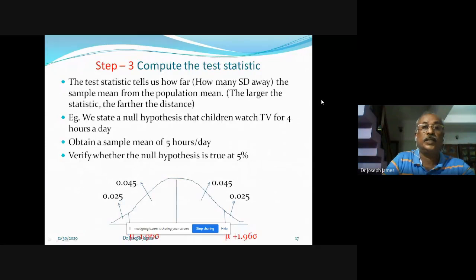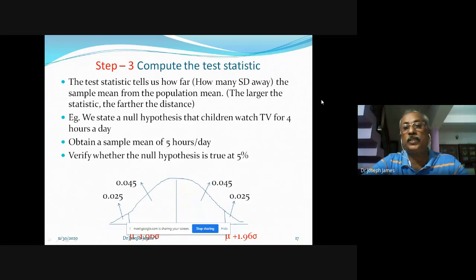Then in step 3, we find out a test statistic that tells us how far, or specifically how many standard deviations away, the sample mean is from the population mean. The larger the statistic, the farther is the distance.